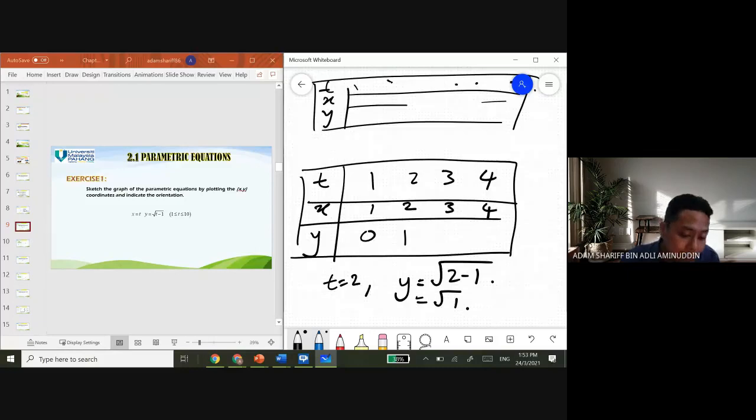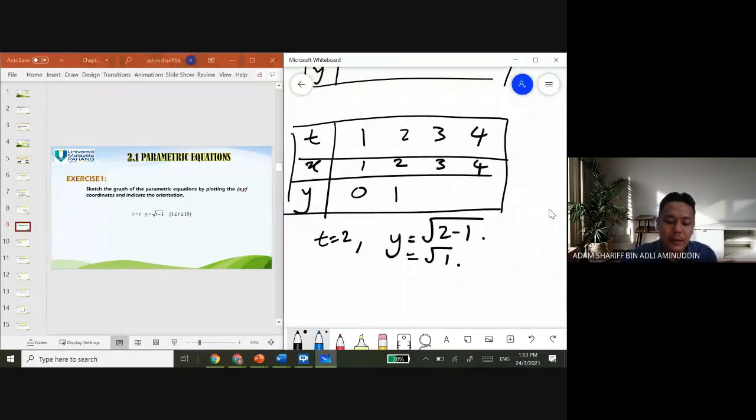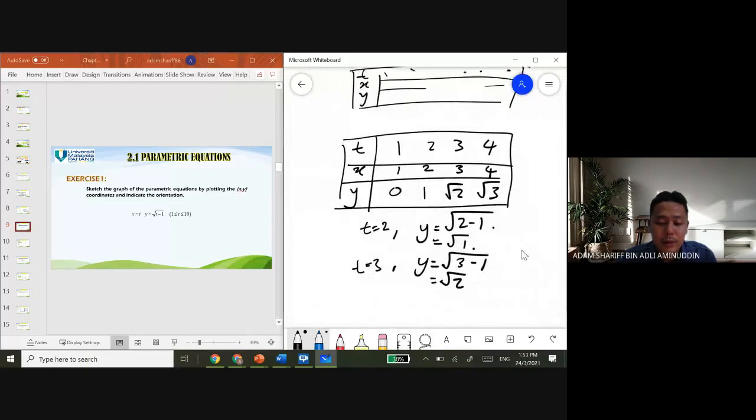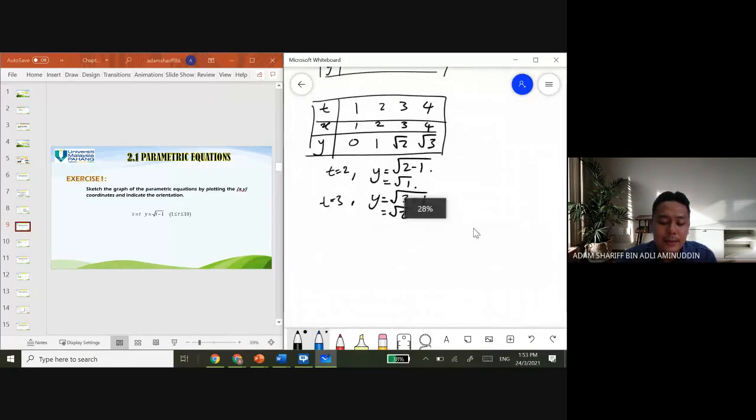And for t equals 3, just follow the equation. y equals square root 3 minus 1, which is square root 2. And this will be square root 3. When you get this info, the next thing that you should do is actually sketch the graph. Dia cakap sketch the graph.